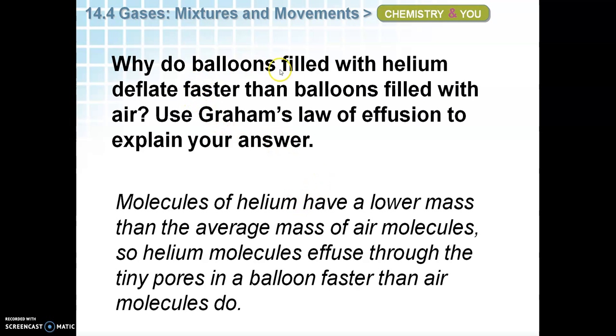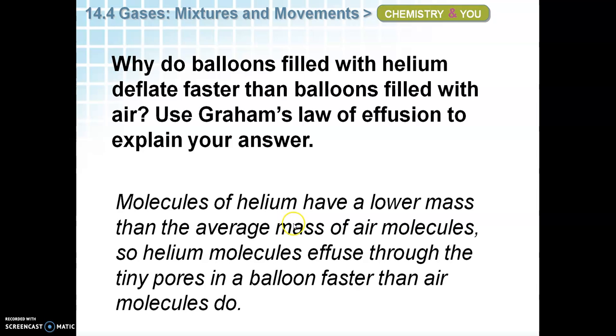If you have a balloon filled with helium and then another balloon filled with air, if I put a little pinhole in each one, which one's going to empty out first? Or in other words, which gas effuses faster? Well, helium atoms have a molar mass of 4. You're looking at your periodic table, you'll find that. The air is mostly nitrogen, which is N2. Nitrogen is 14, times 2 of them is 28. So nitrogen molecules have a mass of 28 compared to helium having a mass of 4. Nitrogen is a lot heavier.